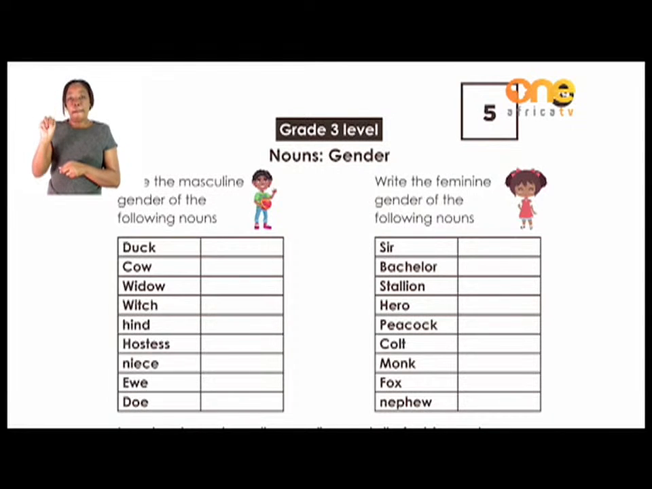It's a mare. Now I want you to find out also the rest of the words here. A hero is a man. What about a female? A peacock, colt, monk, fox, and nephew. What about the female side? Please find for me, search and fill in the answers. I'll check with you there.